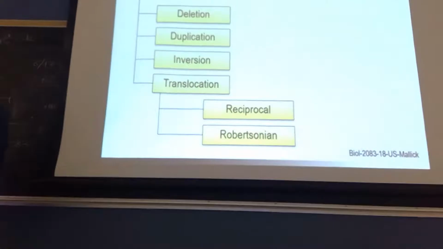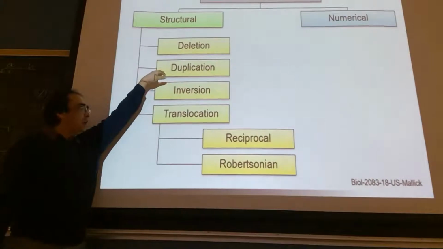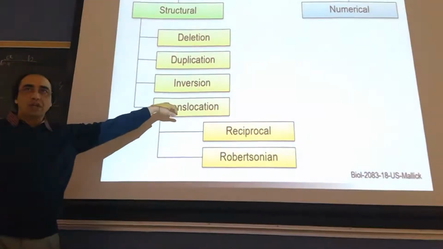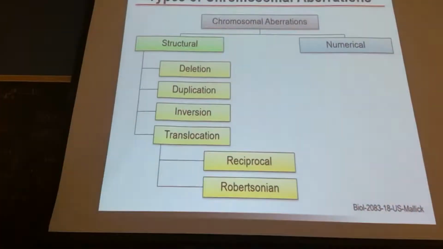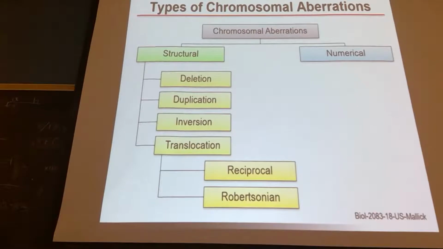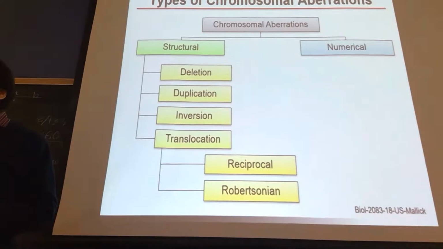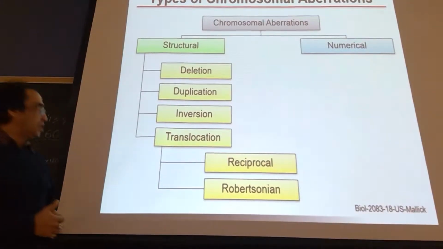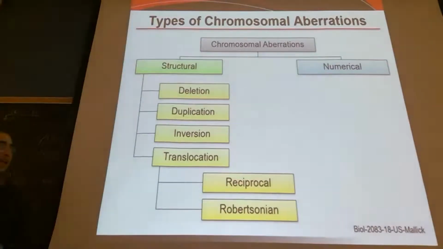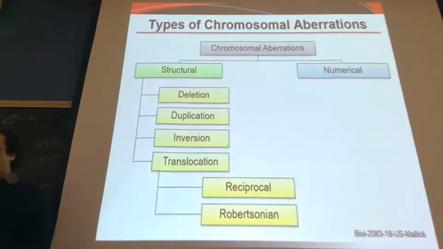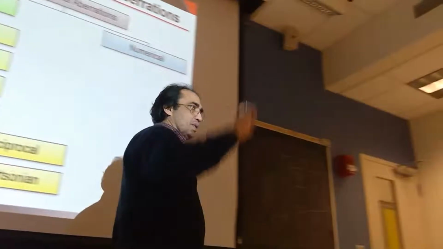There are four types of structural aberrations. One is called deletion, duplication, inversion, and translocation. Okay. Deletion means deletion of a chromosome part. Duplication means one gene twice in number, or a segment of chromosome twice in number. That is called duplication. Inversion means that the gene is inverted. And translocation means a segment of one chromosome is going to another chromosome.